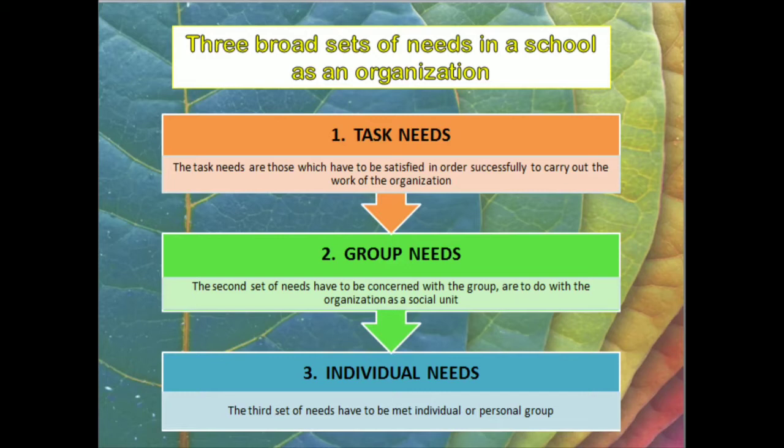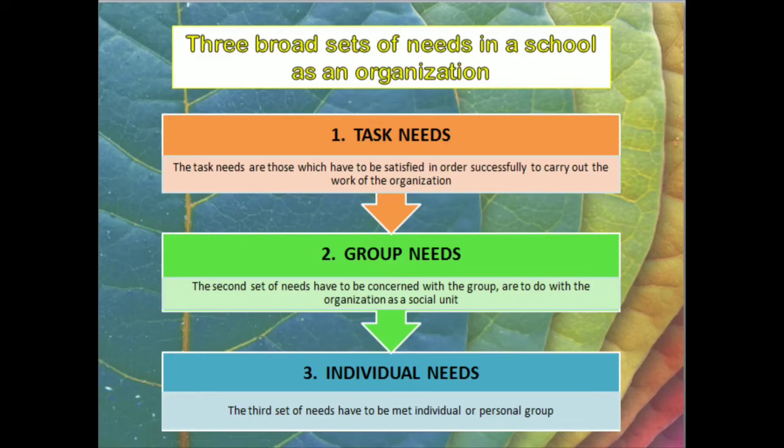The second is group needs. The second set of needs has to be concerned with the group or to do with the organization as a social unit. All social groups have standards of behavior both for work and interpersonal relationship. And every group will have different cultures between different parts, but on the other hand, they have a good social relationship.